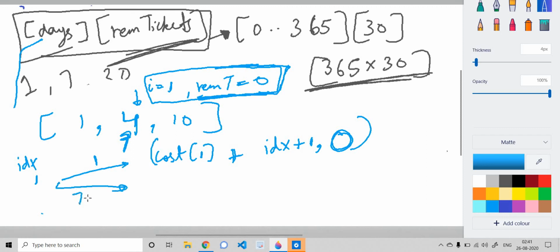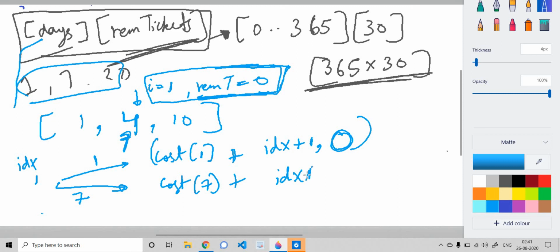For the second case, when we are buying the 7 day pass, we will add the cost for the 7 day pass, plus we will go to the next value in our days array. That is why I am doing idx plus 1. idx plus 1 does not mean I am going to the next day, I am just going to the next value in our days array. And to update the remaining tickets, I will ask what is the next day on which I want to buy a ticket. Here we have 10 and the current day is 4. I will just find the gap, the number of days in between these two values. It comes out to be 6.